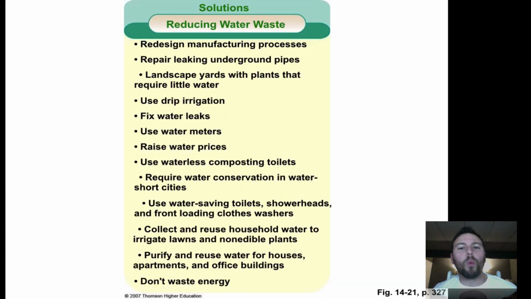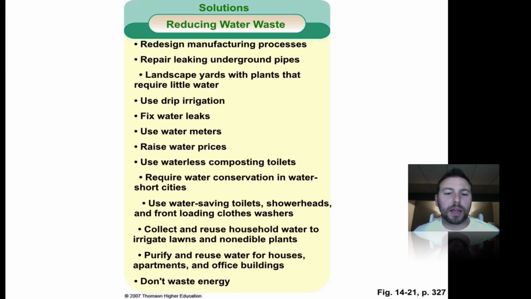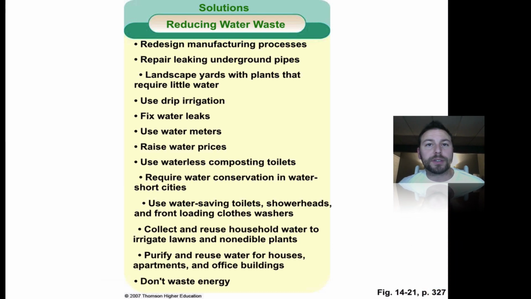So, reducing water waste. Basically, we look at a lot of efficiency standards. We're redesigning manufacturing processes so we're using less water or making use of older water, gray water. Use water meters. Some areas of the country don't meter their water, so no one knows how much they're actually using. Using drip irrigation. Raise water prices. If it becomes more expensive, people will use less. Purify and reuse water, like I mentioned. So there's a number of different things that we could do to reduce our water waste.